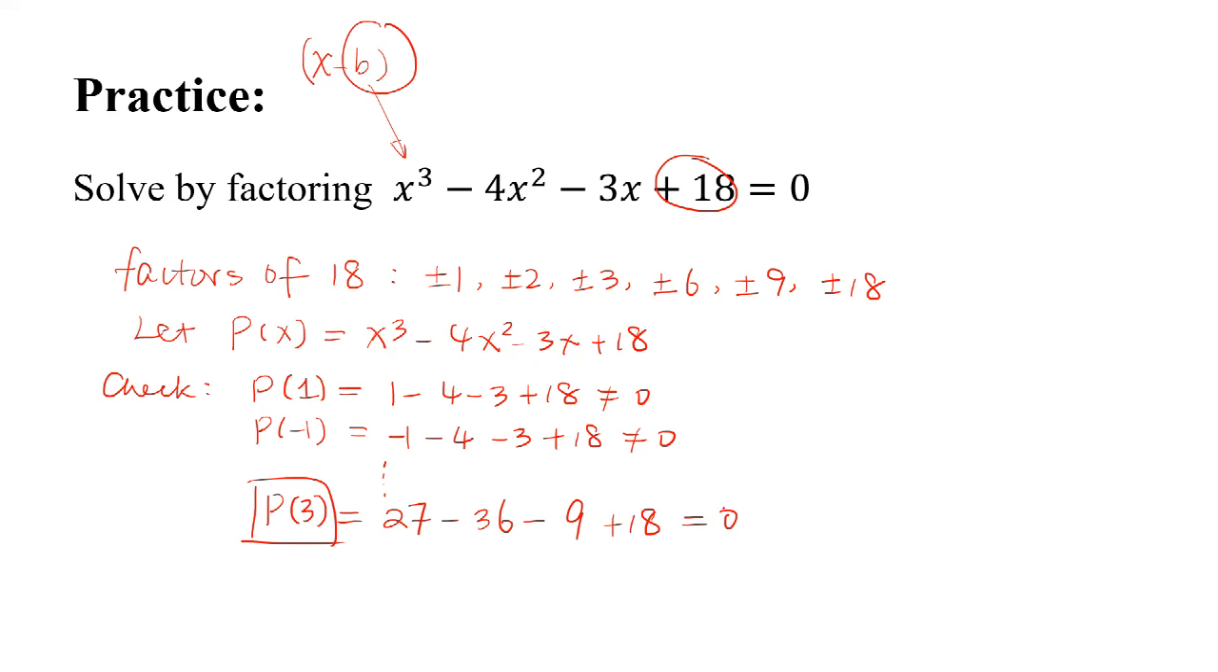So now we have found a factor, which is x minus 3. So x minus 3 is a factor. So what's the other factor? The other factor can be found by using long division, right? Okay, divided by x minus 3. First, we can put x squared here.